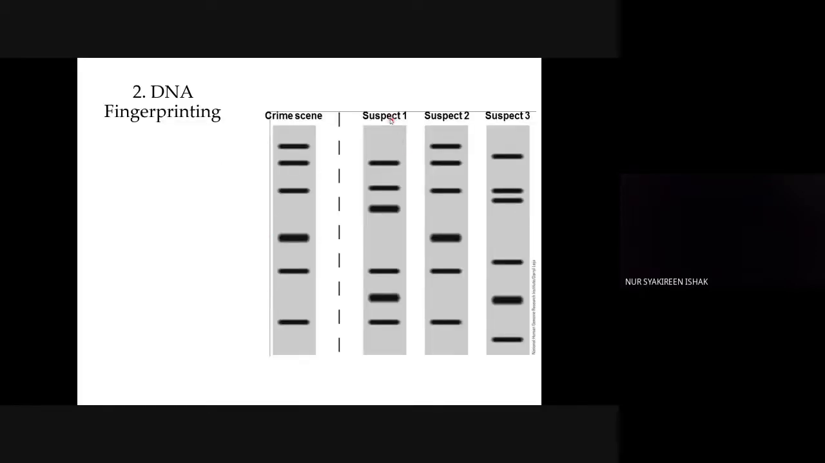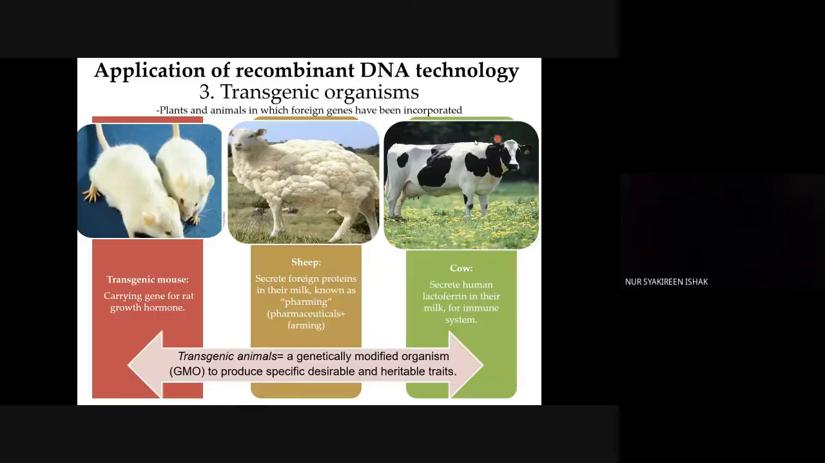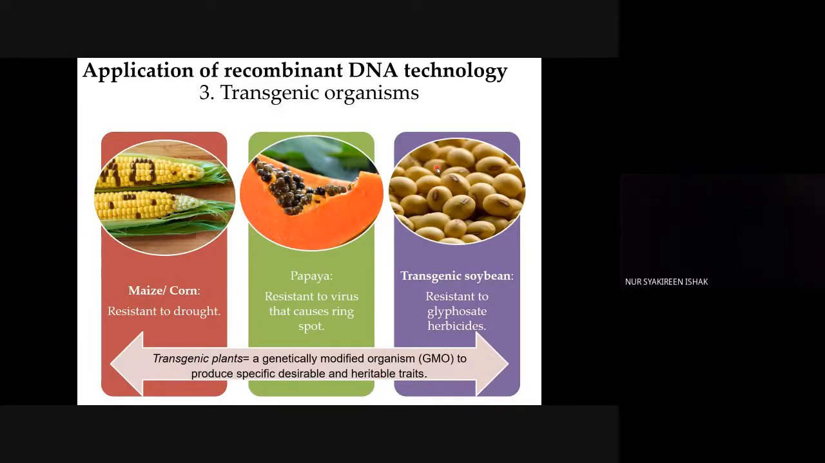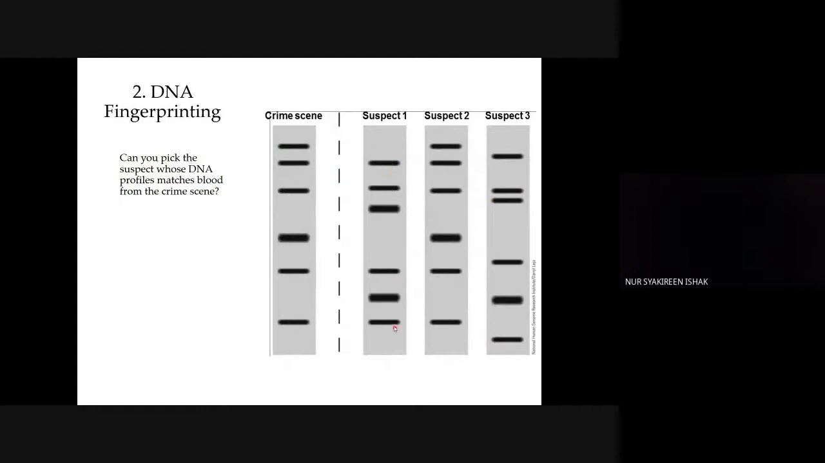Okay. So this is the result. So ini adalah DNA profile for suspect 1, DNA profile for suspect 2, DNA profile for suspect 3. So this is what we call it as DNA profile. Yang satu-satu ni kita panggil sebagai DNA band, jalur DNA. Kan? So jalur DNA. So ini adalah DNA pada crime scene. So which suspect matches the crime scene?